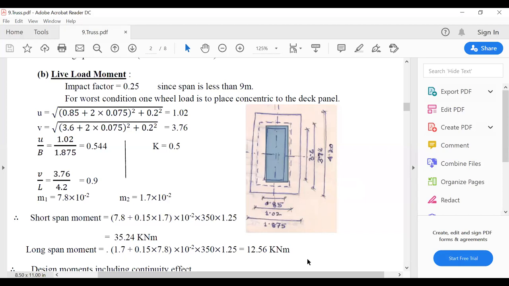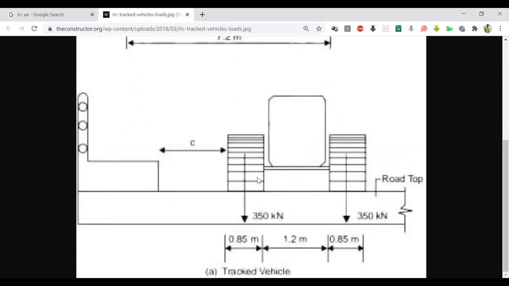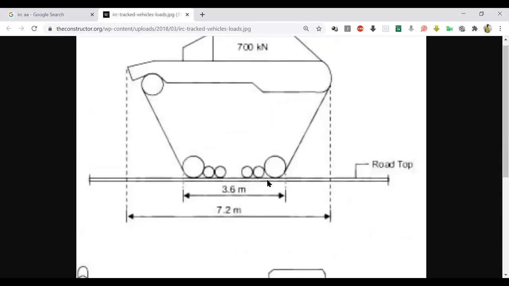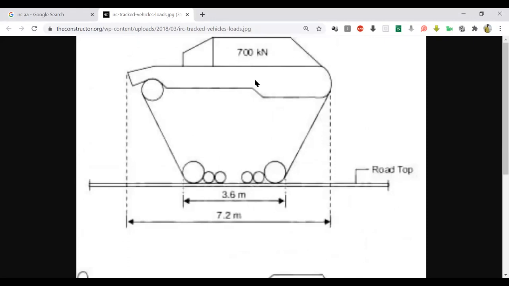Then again, if you are looking at the tank from the front or from behind, there are two tracks in this tank. Each track is giving a load of 350 kilonewton. Have you seen? It is shown here. The width of each track, this is from the side when you look at it, and this is from the front or from behind. So the width of each track is 0.85, and the load given by each track is 350 kilonewton. If you have a pen and paper, you can draw it down. That is very important. You see total load is 700 kilonewton.